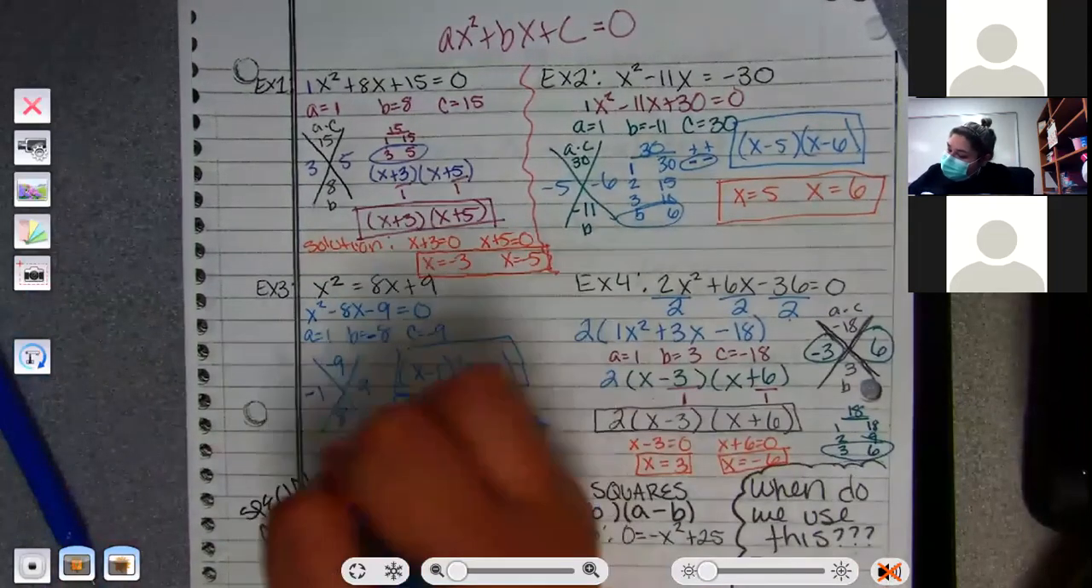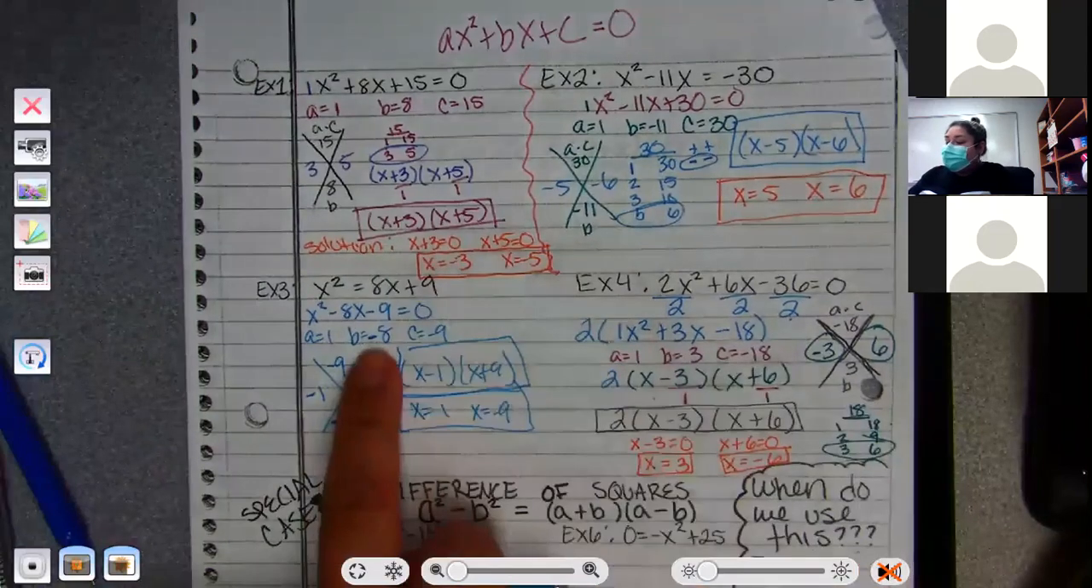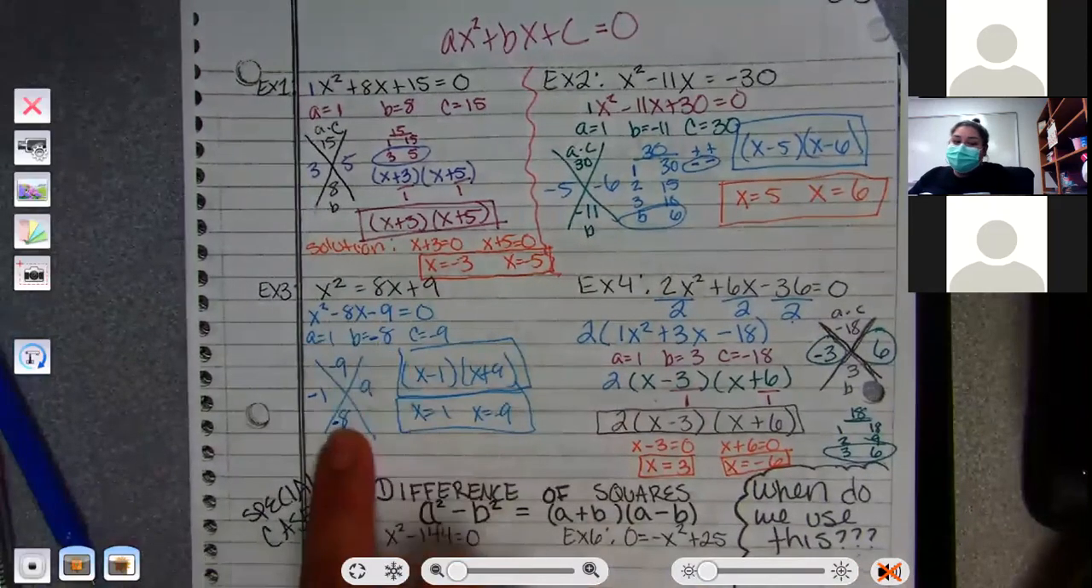Oh, I see what you mean. My bad. Thank you for that. She caught my mistake. Okay, so that should be a negative. I forgot to put my negative there. So because this is negative, that changes things.